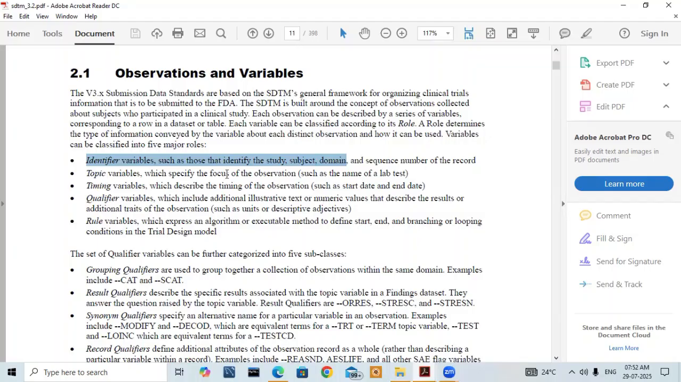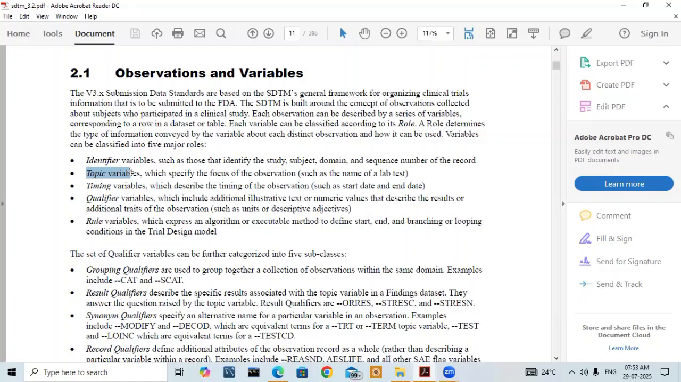Now, next, we have the topic variable. The topic variable is mainly the focus of the domain. For example, for each table we have a main focus. Main focus means, in the table, what is the topic? Mainly, what topic are we discussing in the domain? That is nothing but the topic variable.